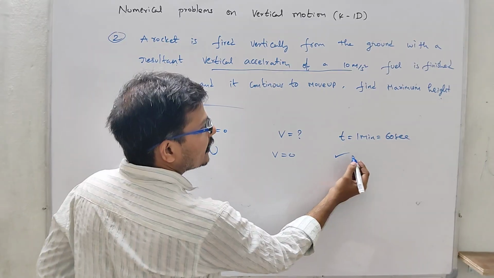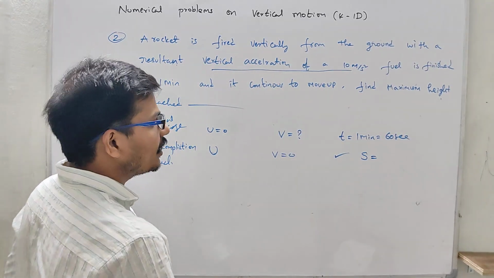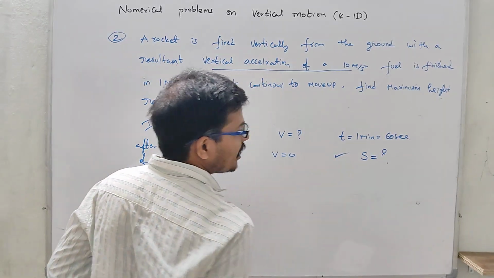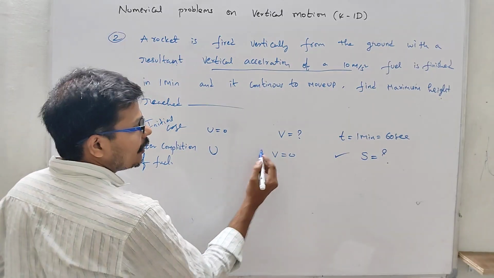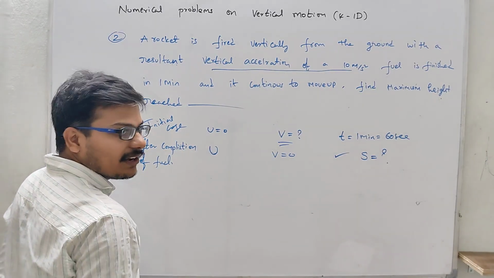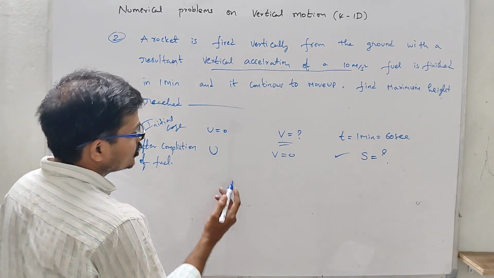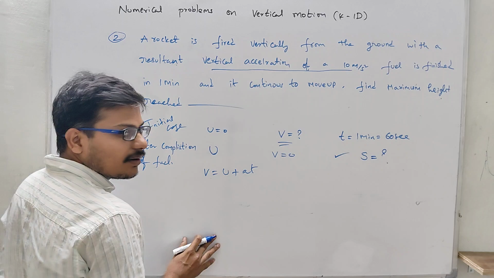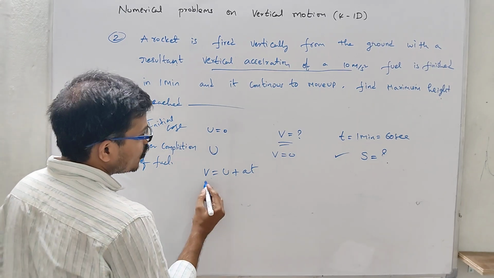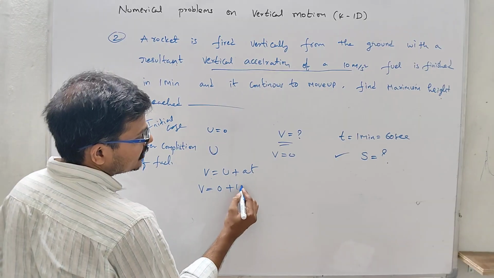In that case we want the displacement. So this is our question. First, we have to find the final velocity until completion of the fuel. So v equals u plus at, our formula. Here u is 0, acceleration is 10.